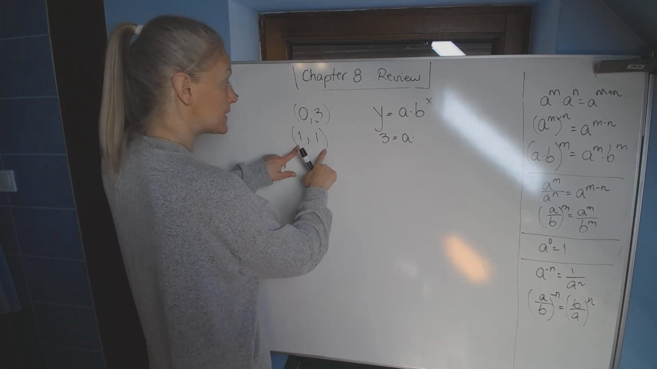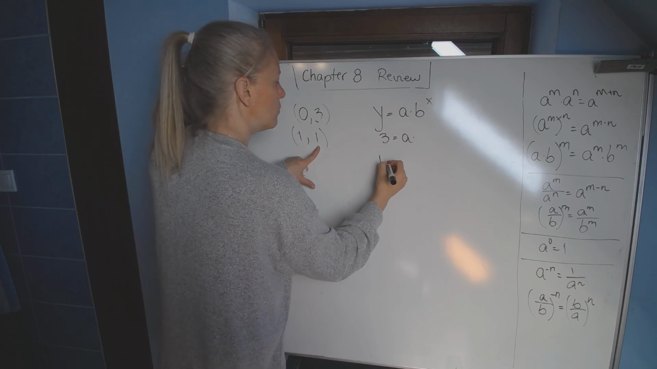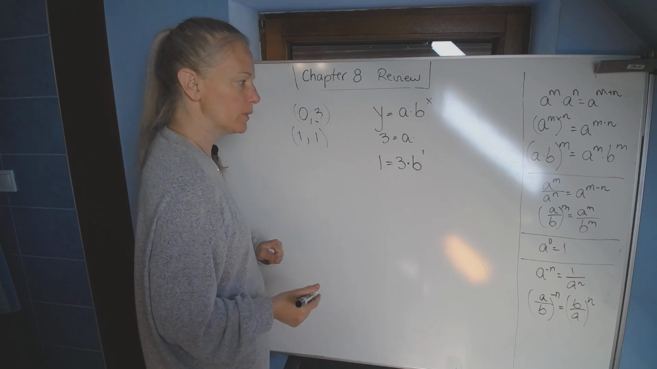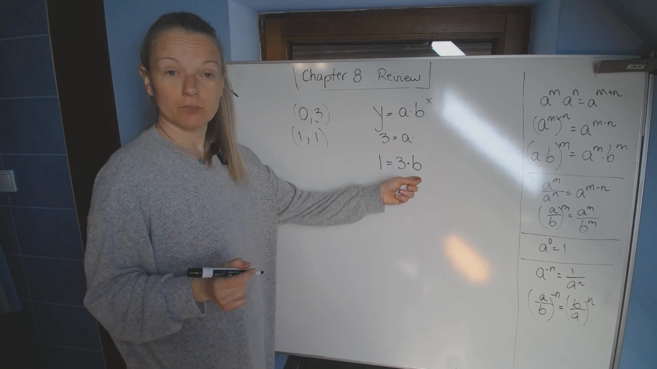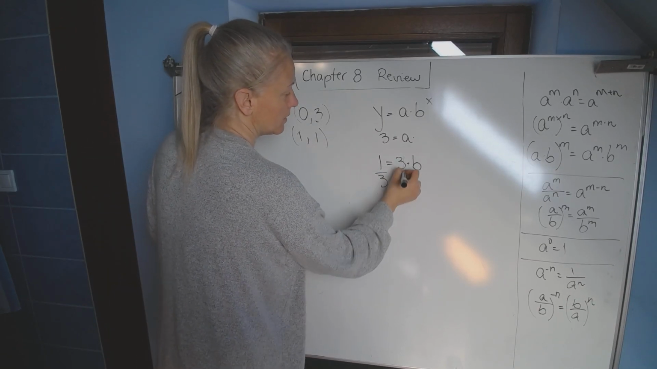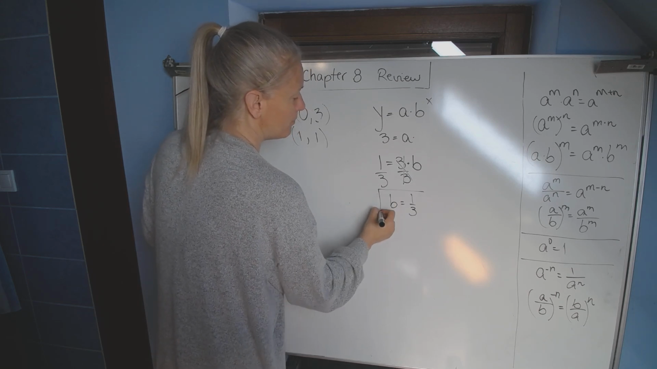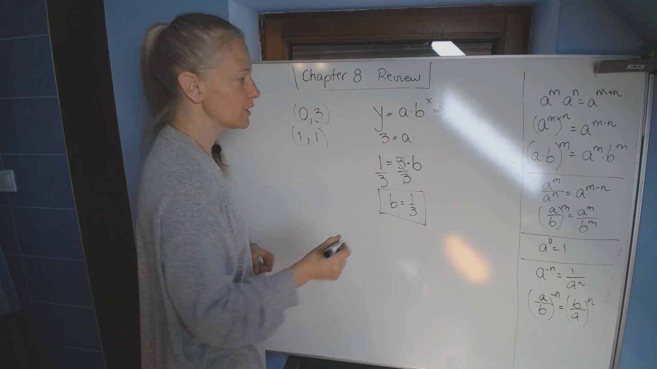We're going to use our second point, (1, 1), to find our B. So this becomes 1 equals 3 times B to the first power. B to the first power is always B. I need to solve for B, so that means I'm going to have to divide by 3. B equals 1/3. I now have both A and B, and I can substitute them in my original function.